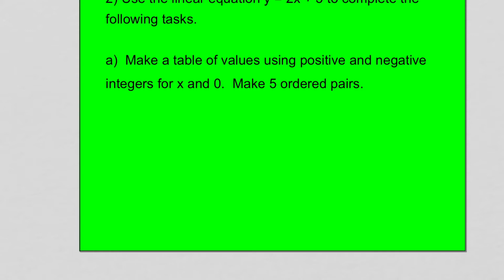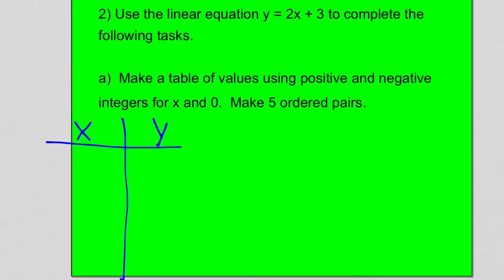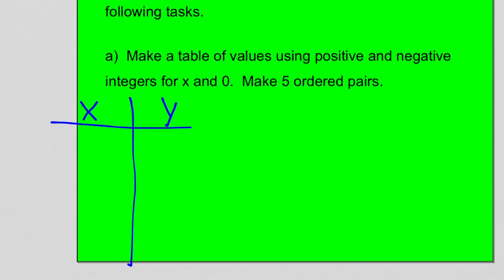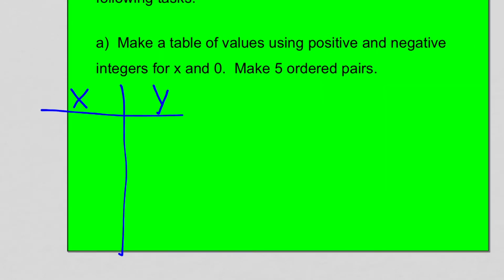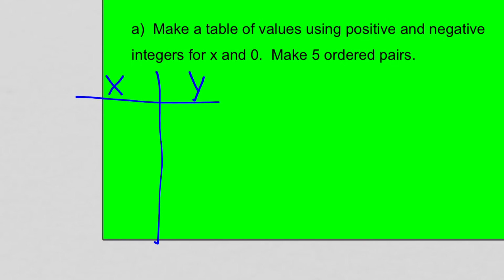Just like we did in the first question, we'll make a table of values. We'll call the right side x and the left side y. We're going to use our equation to get values for y, but first we have to decide on values for x. It says use positive, negative, and 0 for x, so we'll keep it simple. We'll use negative 2, negative 1, 0, 1, and 2 for x.